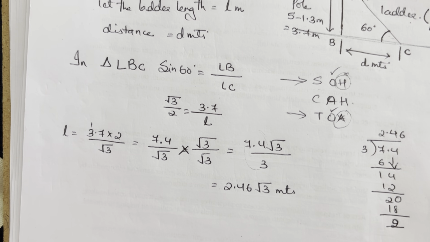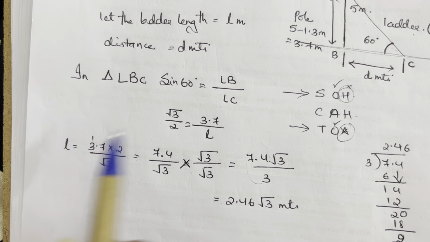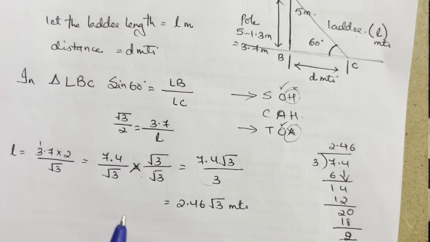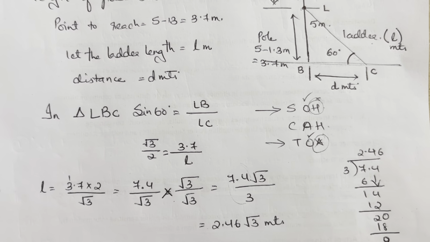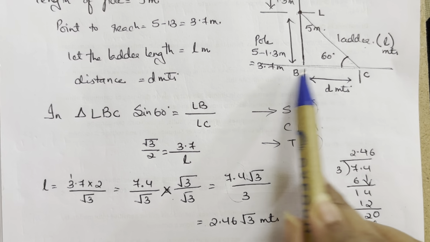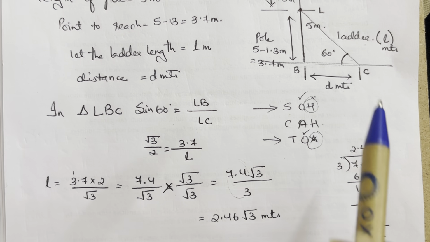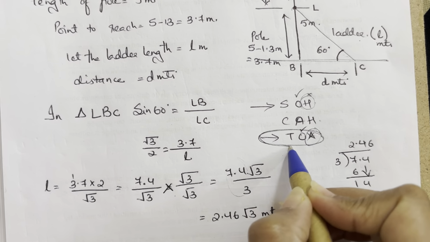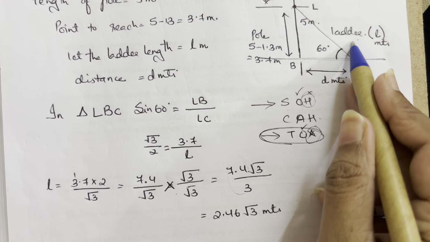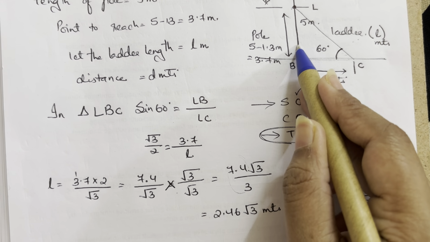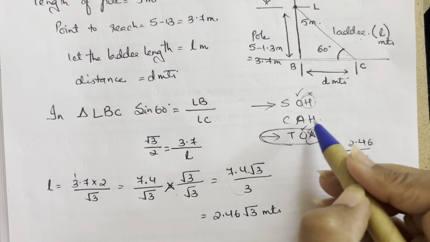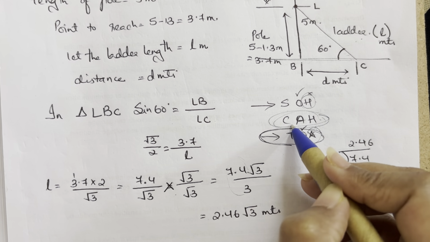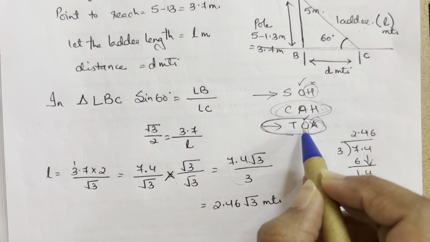Okay, now L is nothing but the length of the ladder, as we have taken. Then they have asked the distance between these two as well. So to find the distance, since we are talking about opposite and adjacent, we can go with tan. Now I have my hypotenuse and opposite, but I have to find the adjacent. So to find the adjacent I can go with cos as well. So let's go with tan itself.